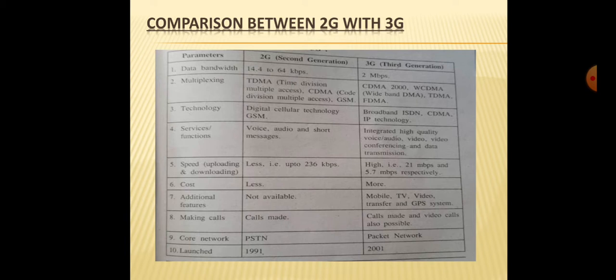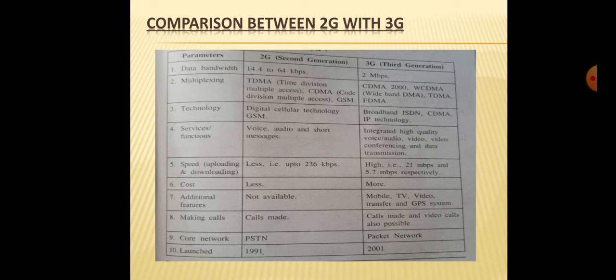The next one, technology. What technology was that? Digital cellular technology, GSM. Here it was broadband ISDN and CDMA IP technology. The next, in 2G, what all was there? Services were there: voice, audio and short messages.